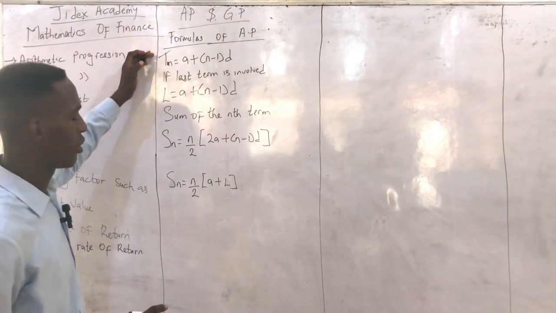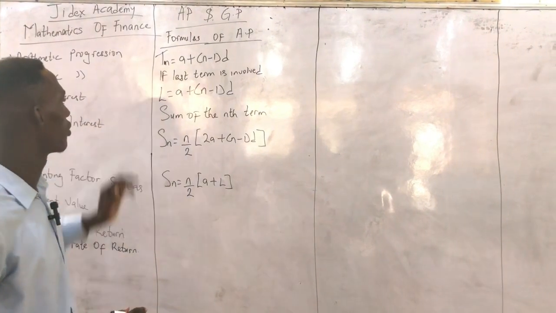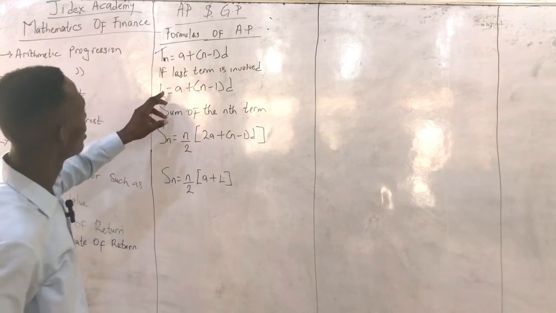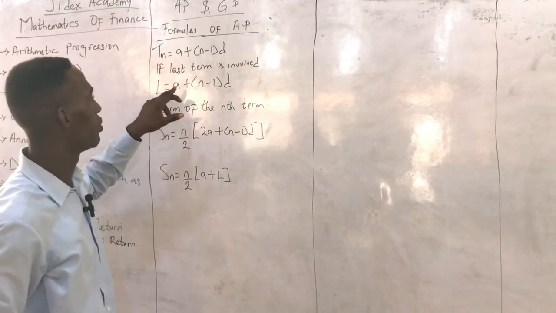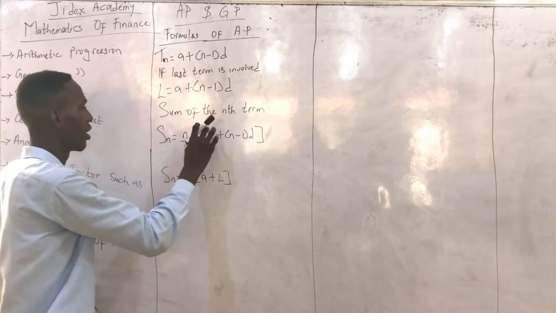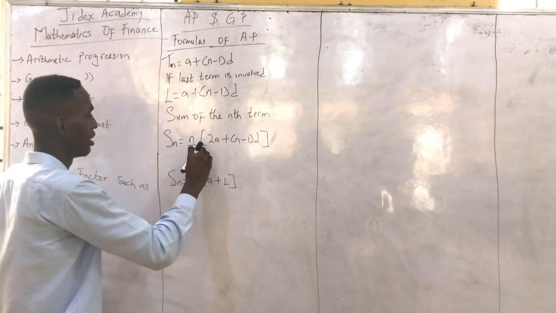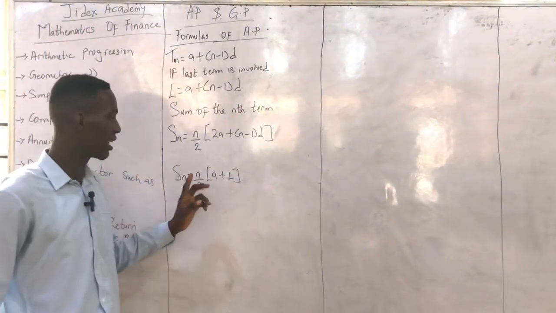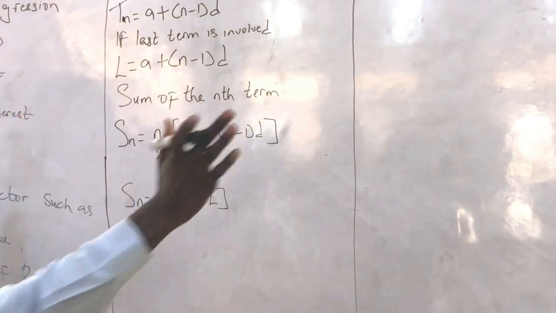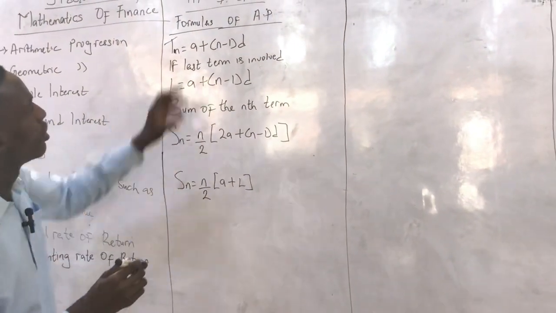So all that you need to know is when you use each and every one of these formulas. This is the normal formula to look for the nth term. This is if your last term is involved. Then this is for the sum of the nth term, in which you are looking for the sum of 20 terms or 30 terms, just for example. But if you are given the last term, then this is the formula that you're using. This is all the formulas that you need to know for AP.